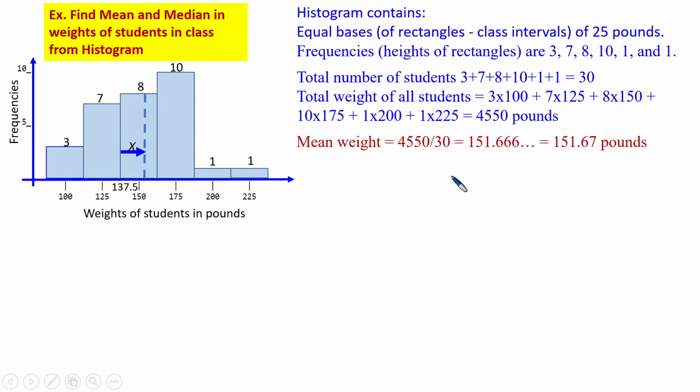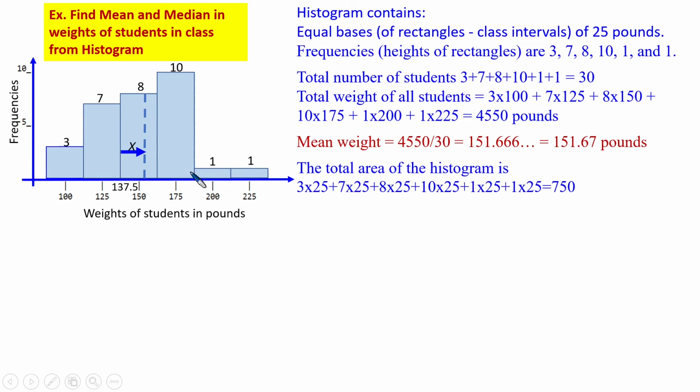You have 4550 pounds total. So the mean weight, you take the total and divide by 30, you get 151.66, that is 151.67 pounds. Okay, I have rounded it. If the decimal digit is more than 5, I can round up and call it 0.67. Or if the decimal digit had been less than 5, I could have just kept it as 6.